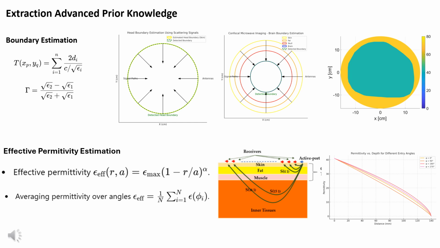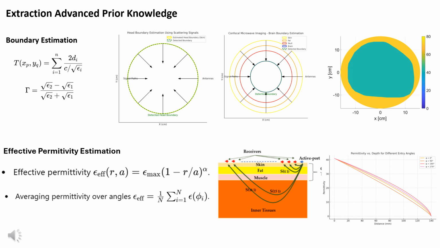This slide is an overview of advanced methods in microwave imaging, focusing on two major areas: boundary estimation and effective permittivity estimation. It presents the underlying principles, equations, and visual representations related to each concept, helping explain how electromagnetic waves are used to image and analyze tissues.